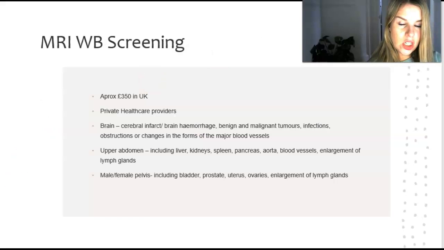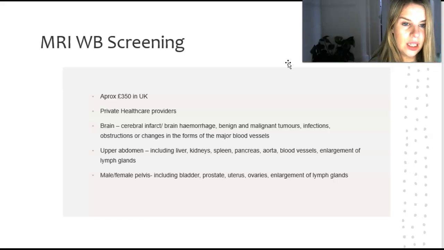So lastly, we'll finish up with MRI whole body screening. In the UK, you can get one if you want one. It's going to cost you about £350 and only really gets offered by private healthcare providers. So what they do is they'll image your brain looking for any hemorrhage, any benign or malignant tumours, infections, you know, anything that could be going on. And then the same for the abdomen and the pelvis.